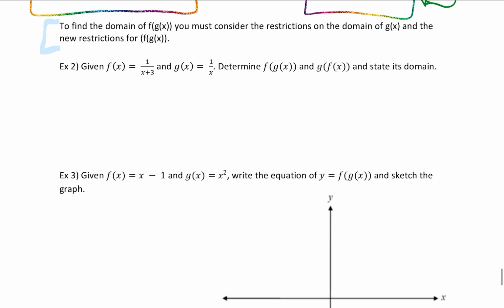All right, let's look at another example. Notice we're starting to bring in some reciprocals. So here's what we need to think about. We need to think a little bit about the non-permissible values. So in f of x, we would have a vertical asymptote at x equals -3. So that would mean that our domain is x cannot equal -3. And here our domain is x cannot equal 0.